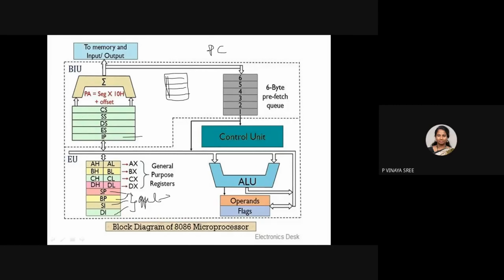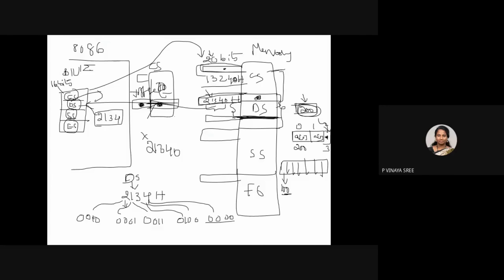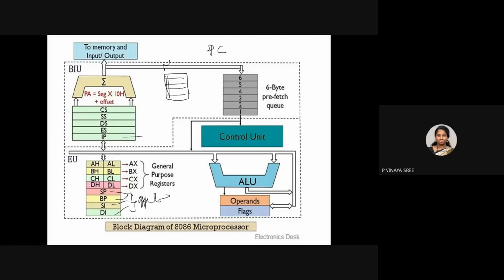So inside this is your memory, and let us consider this entire region is your code segment. The starting address of this code segment is 12340H. Now this first 1, 2, 3, 4 will be present inside this register. Once this is accessed, the corresponding offset register has to be placed at 0.